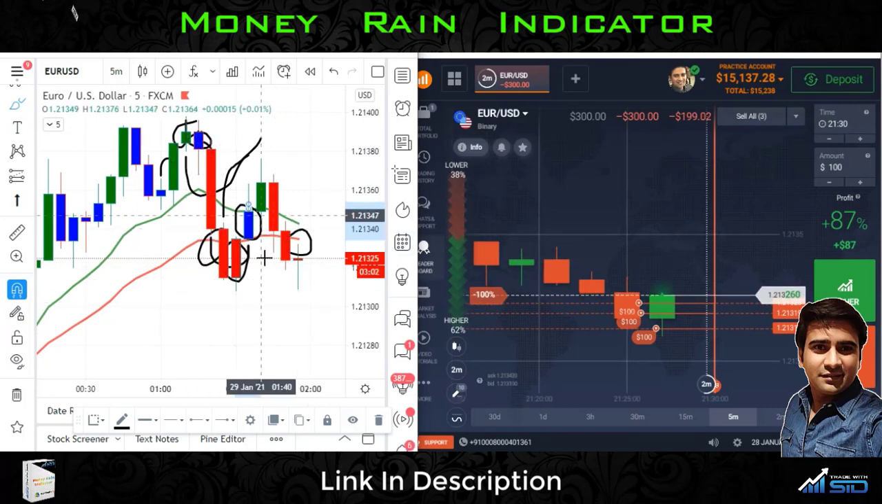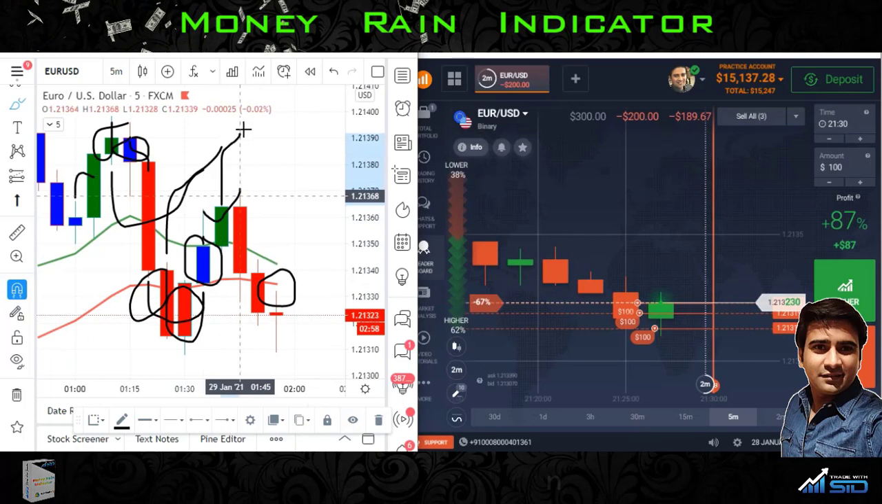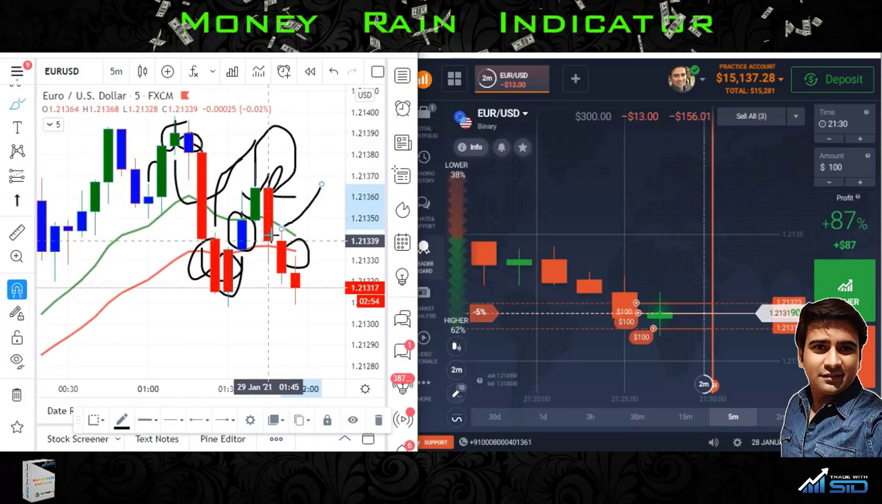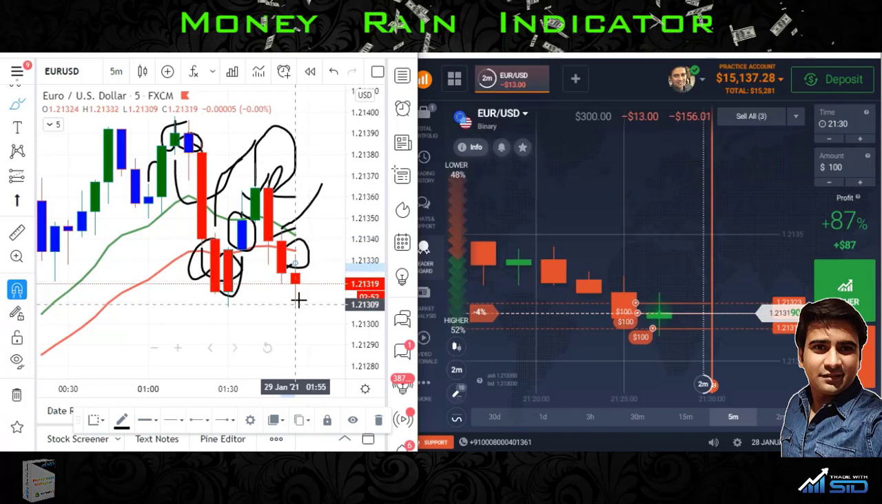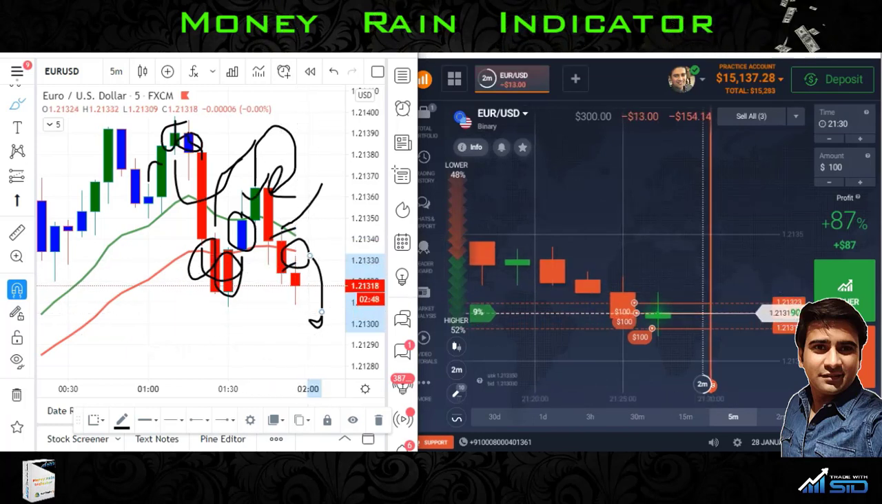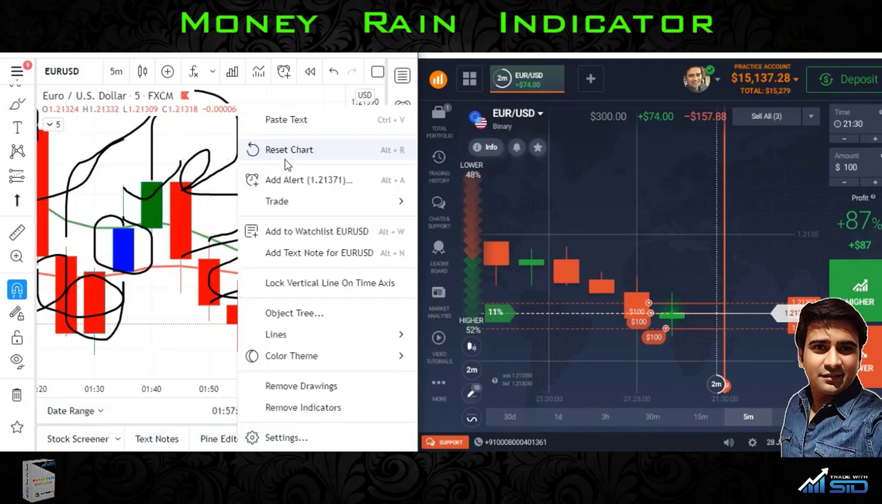So color green, you will look only for the call option. Color changes from green to red directly, get ready for the put option. Put option ITM, put option ITM. Now this one is also a put option, guys, which I have taken. You can see the trade is still going on. Let me remove these drawings.